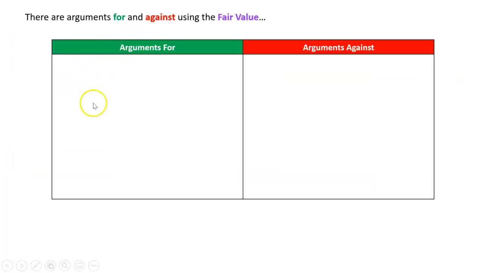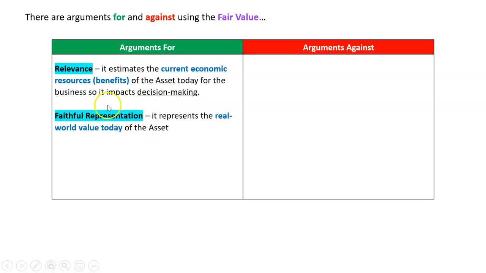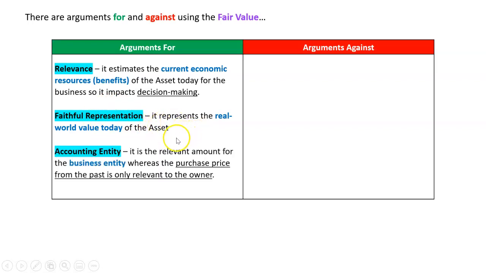That means there are some arguments for and against using the fair value. So know your accounting theory. What are the arguments for? Well, relevance. The fair value estimates the current economic resources of the asset today, so it impacts decision making. It's clearly the most relevant figure today, not what the owner paid in the past. That's not relevant to today. What else? Faithful representation. It represents roughly the real world value today of the asset, because that's literally what it is. It's an estimate of the market value today. And lastly, accounting entity. We should use fair value because it's the relevant amount for the business entity, whereas the purchase price from the past is really only relevant to the owner as an entity.